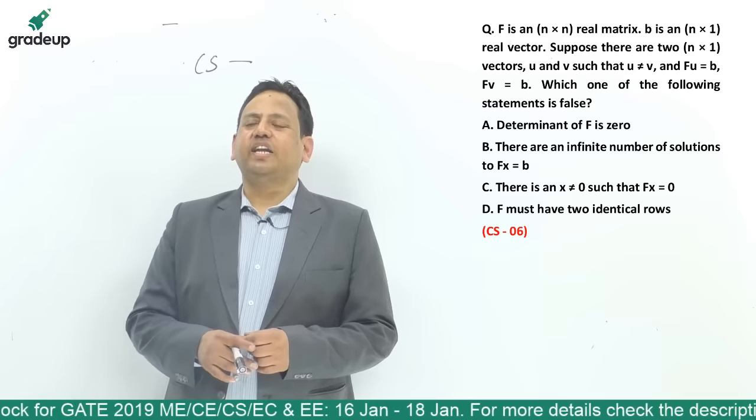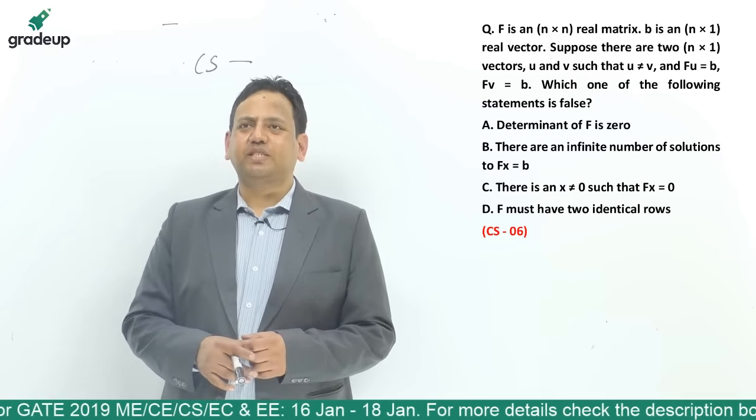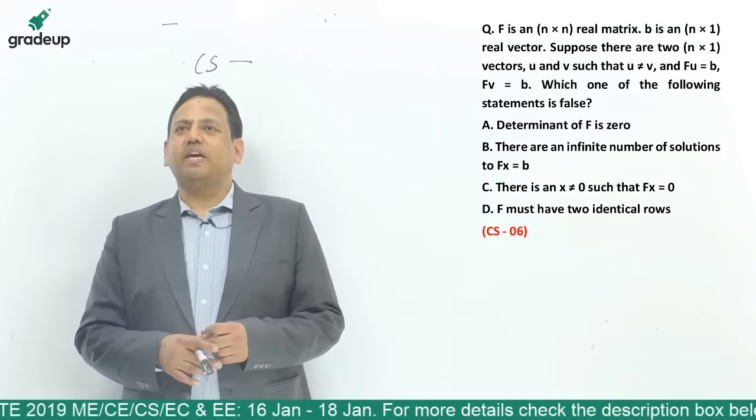N minus R is the nullity, I have said dimension of the null space. Don't mix up my statement.